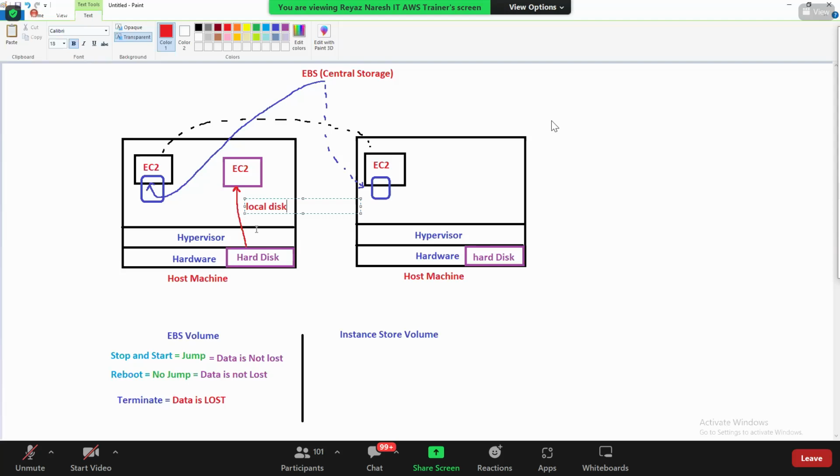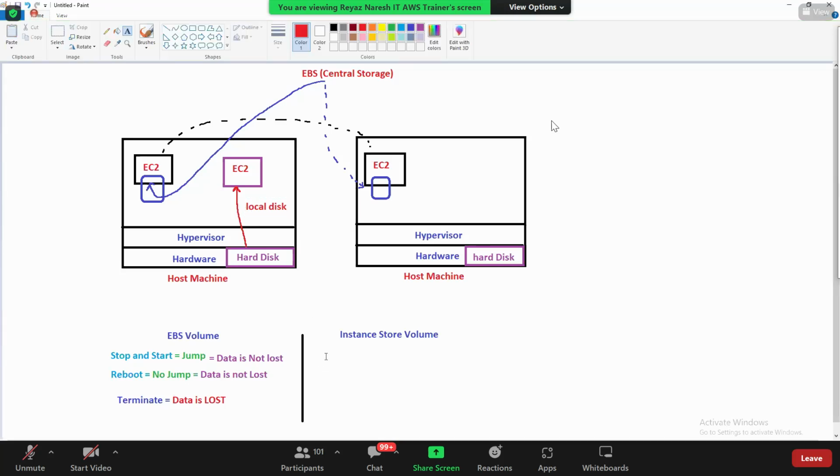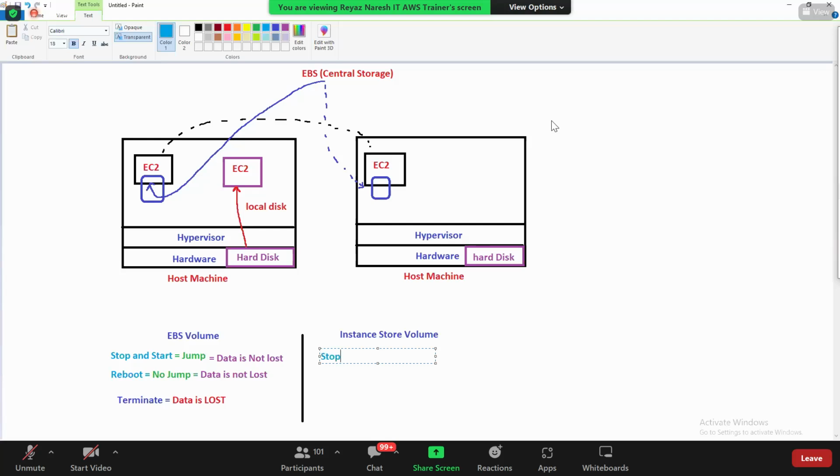Now I stop and start the machine. Let's see what happened. Stop and start: jump or no jump?